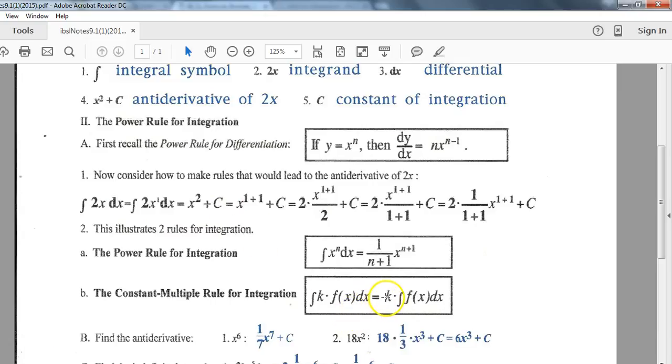Keep in mind that if you have a constant, like we did on this last problem, where your constant was 2, we don't deal with that until the end of the problem.